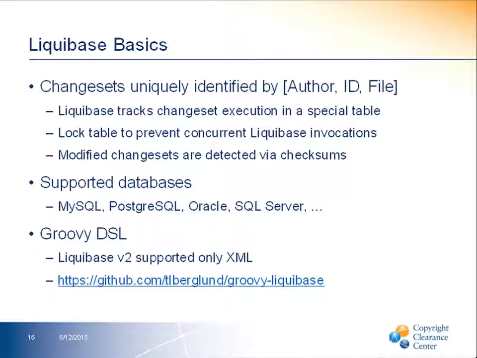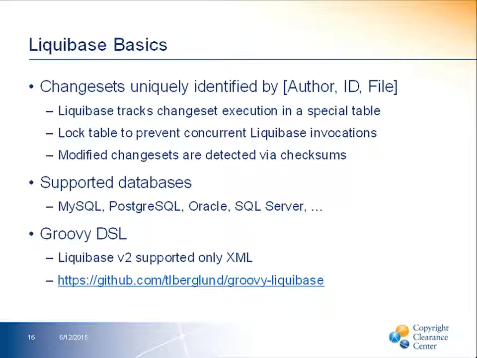So some more basics: change sets. Those atomic groups of changes are uniquely identified by an author, an ID, and the file they live in. And Liquibase will track the execution of those change sets by that identifier in a special table it creates in the database. It also has a lock table so that nobody can run Liquibase concurrently with somebody else that's running it, just in case. And then it detects modified change sets by checksumming the operations inside the change set. And that's important because if you're saying, well, this change set has already been applied somewhere, and then somebody modifies it, that's not how it works. You need to add a new change set that does the thing.